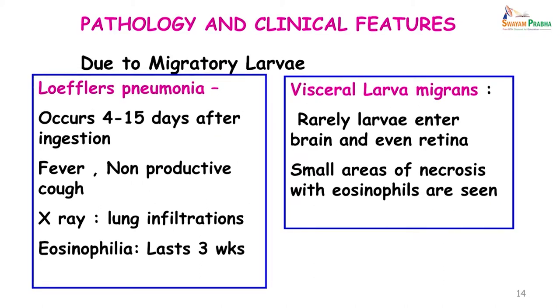So, let us look at the pathology and clinical features. Now, whenever you are studying worms, there are two ways. One of the ways of looking at the diseases caused by the worm is to see which forms of the worm are present in the body. So, now in the case of Ascaris, we have this naughty larva which seems to travel in the body. When it goes into the lungs, it will cause Loeffler's pneumonia.